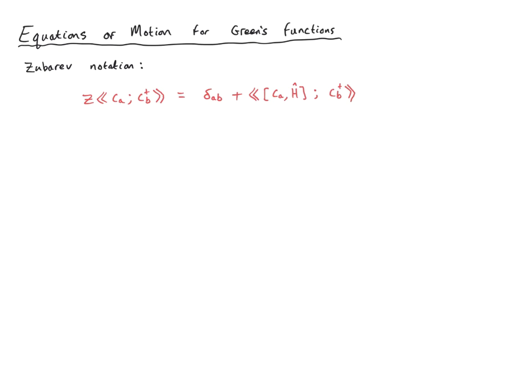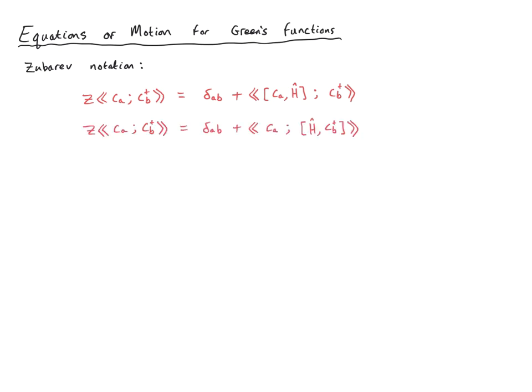The equation of motion that I've derived here was obtained by taking the partial derivative d by dt of our original Green's function. However, we could have also taken the partial derivative with respect to t primed. That would then affect this second operator here, which in the time domain carries the argument t primed.